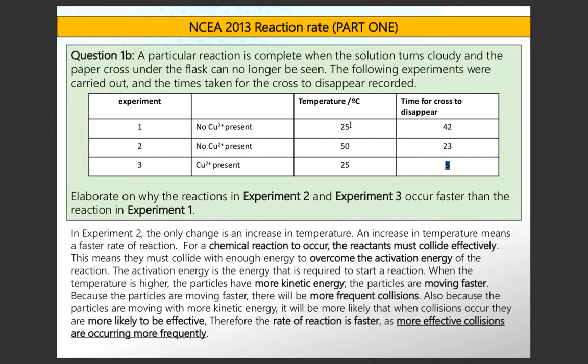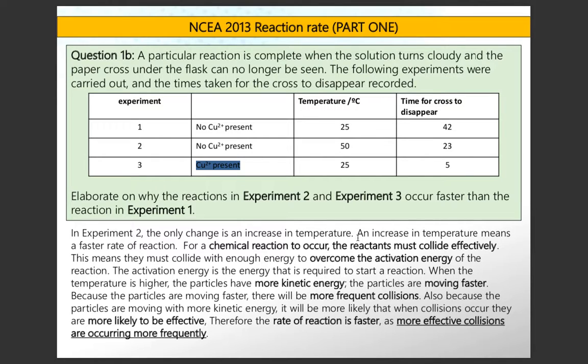So what we're going to see is what are the differences here? Between this one and this one, there is a difference of temperature. We've doubled the temperature here. The temperature increases. Between the first one and the third one, there is no difference in temperature, but there is a Cu2+ present. Why would we be talking about the copper ion? Well, if it's talking about a chemical that's present, it's talking about a catalyst. Okay, so let's go through and see if we can answer this.